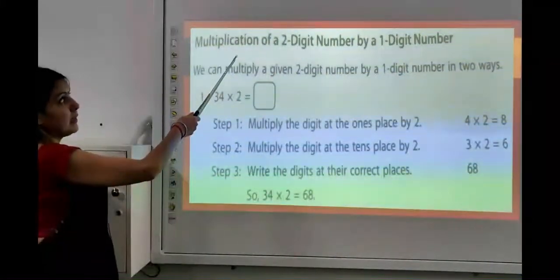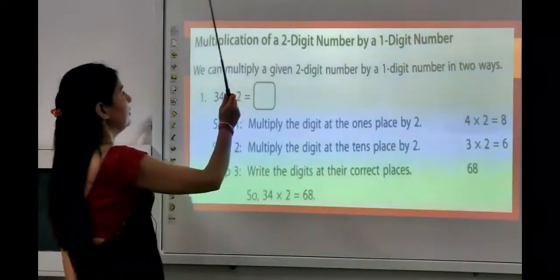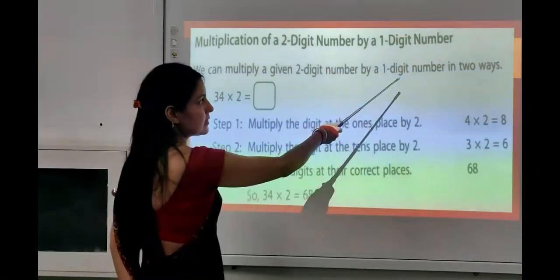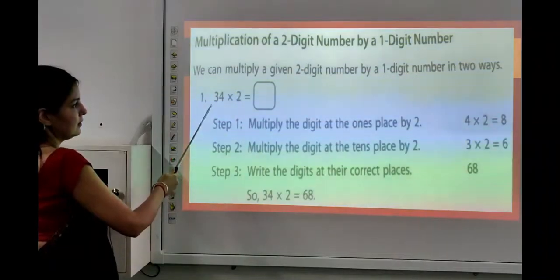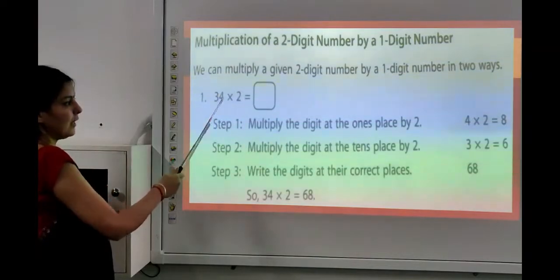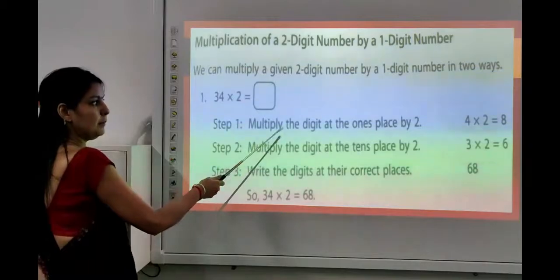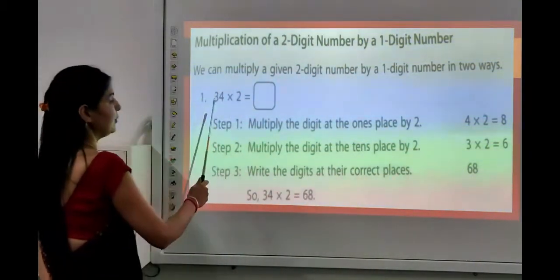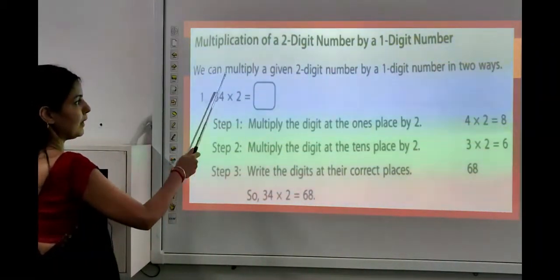Next method, multiplication of a 2-digit number by a 1-digit number. We can multiply a given 2-digit number by a 1-digit number in 2 ways. First, horizontal method. Here we are going to multiply 34 by 2. We have to follow some steps for solving it. Step 1. Multiply the digit at the ones place by 2. Here 4 is at ones place, so we will multiply first 4 by 2.